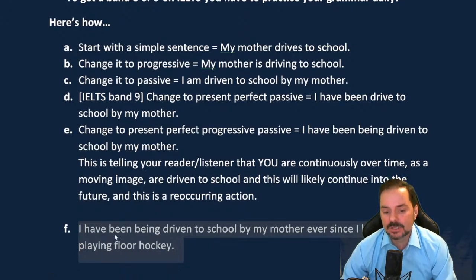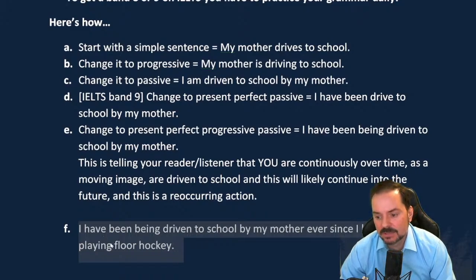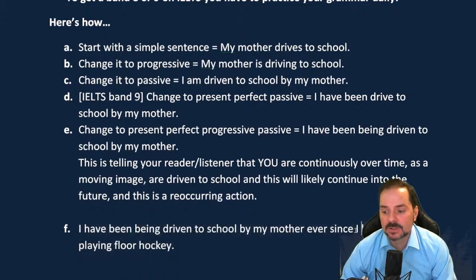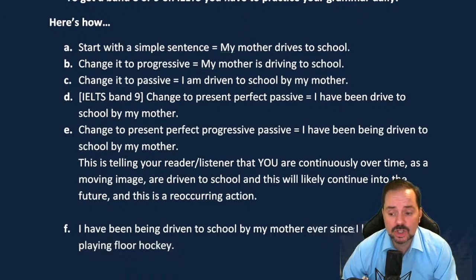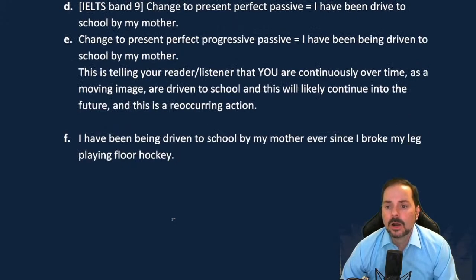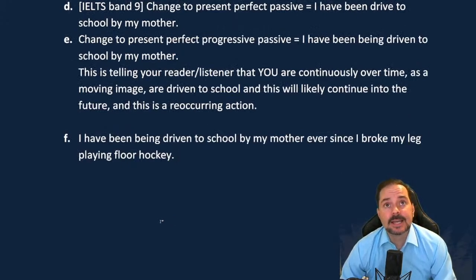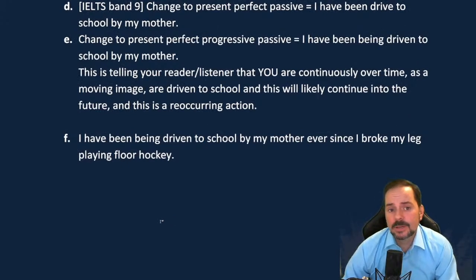Okay, you've got present perfect, passive, progressive, and here the emphasis is on me because it's me that broke my leg. So I'm combining this with a subordinating conjunction of time, ever since. Or you could also consider it a cause and effect in this case as well. All right, so students, that's grammar, and that's how you build up grammar.